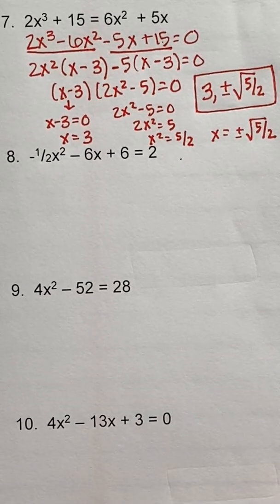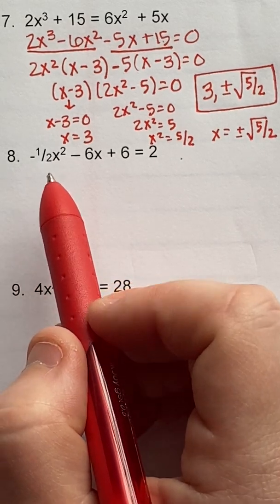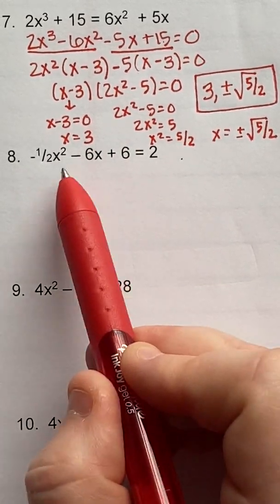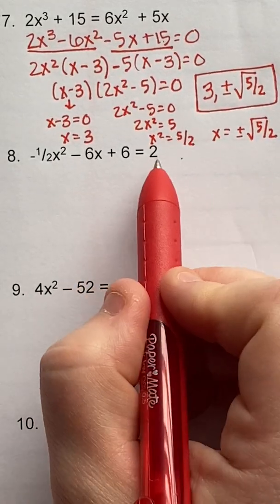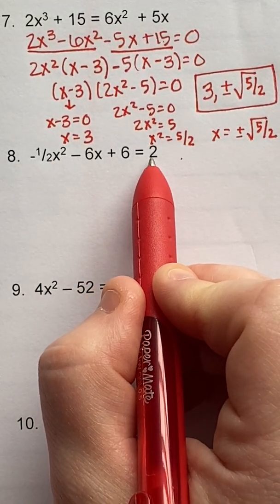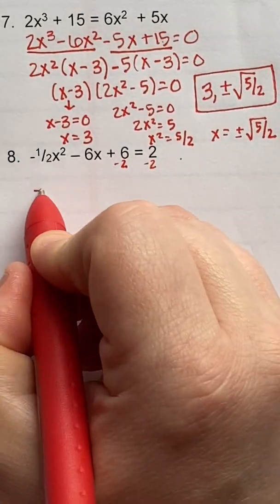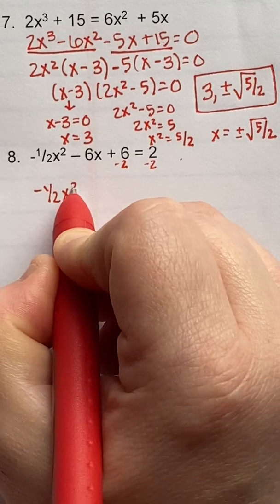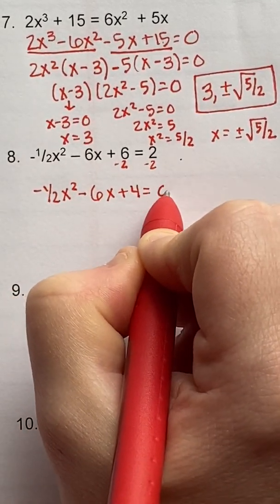All right, then we're moving on to number 8. On number 8, I'm leading off with the negative 1/2 right here. When I scoot this 2 over, I've got 3 terms. So my options are factoring or quadratic formula. Either one of those, I need to make this equal to 0. So I'm going to move my 2 over. When I subtract 2, 6 minus 2 gives me 4. So this is negative 1/2 x squared minus 6x plus 4 equals 0.